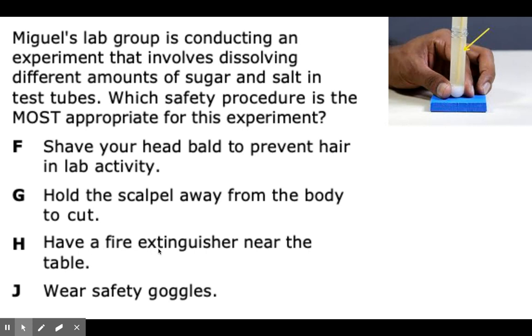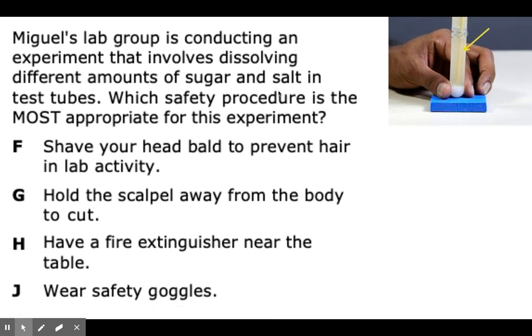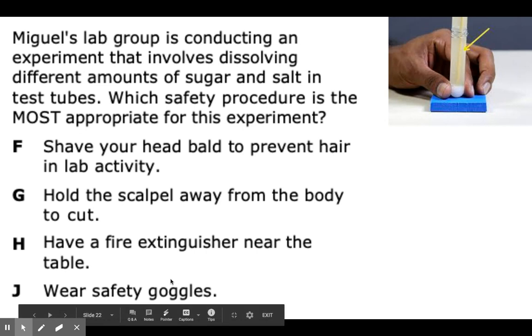Have a fire extinguisher near the table. Well, I don't have anything in here about fire or heating things, so I may or may not need a fire extinguisher. Wear safety goggles. Well, I'm using test tubes, so that's using glass, and I've got chemicals, even though sugar and salt are not really that dangerous. So I would definitely wear safety goggles.